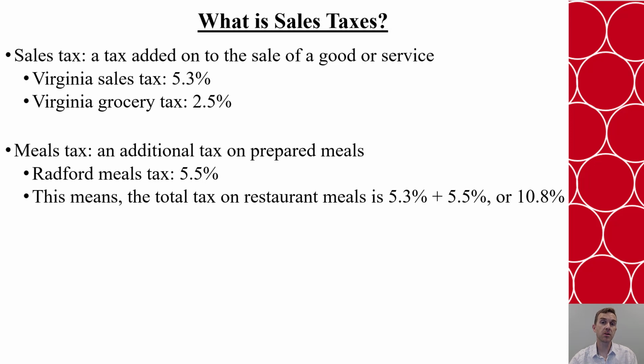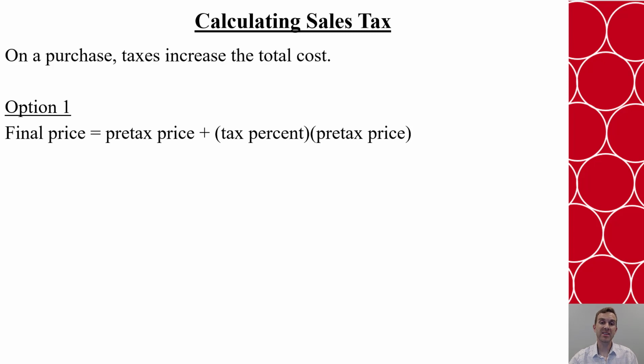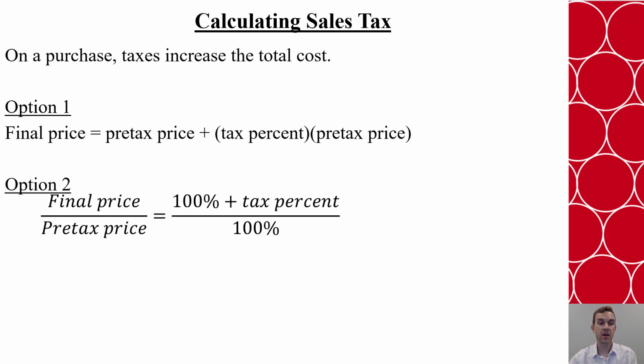So whenever you purchase a meal, you're actually going to end up paying 10 8/10% because you have to pay both the sales and the meal tax. Now, the way we calculate our taxes is that we have to remember that taxes are always going to increase that total cost. So one way to get that total final cost is to say that our final price is going to be equal to our pre-tax price plus the percent times that pre-tax price. The other way is we can set up the proportions like we've done before with percents. We're going to look at the final price over the pre-tax price is equal to 100% plus that tax percent.